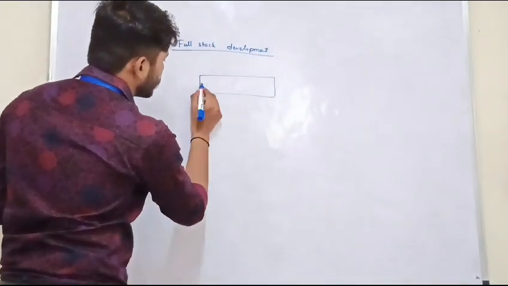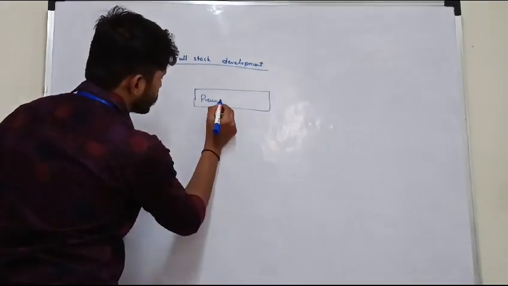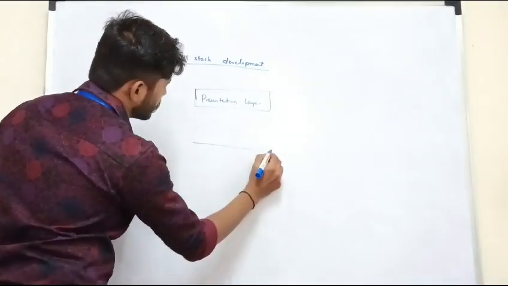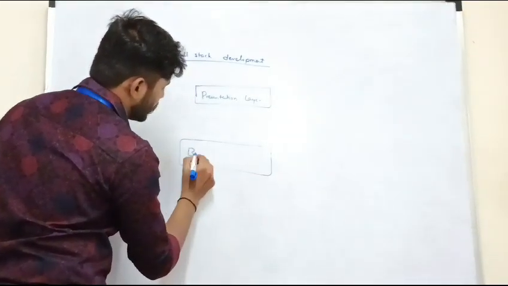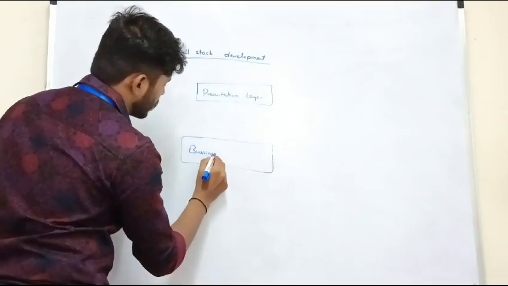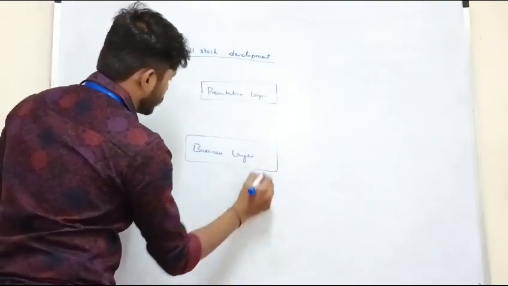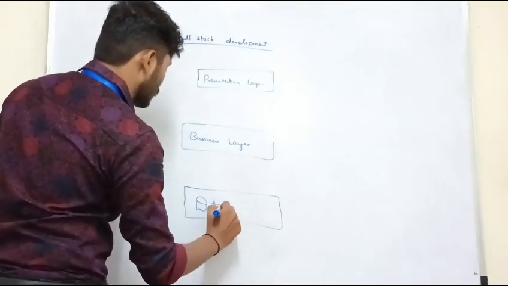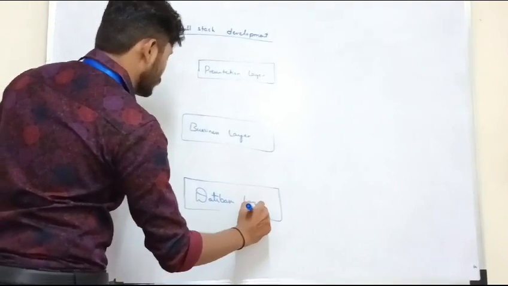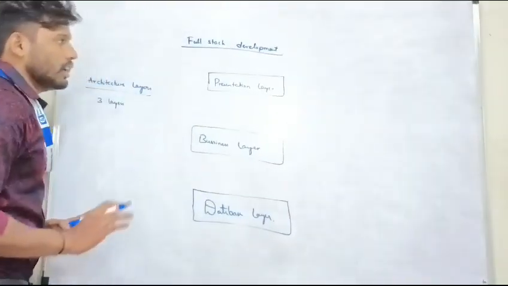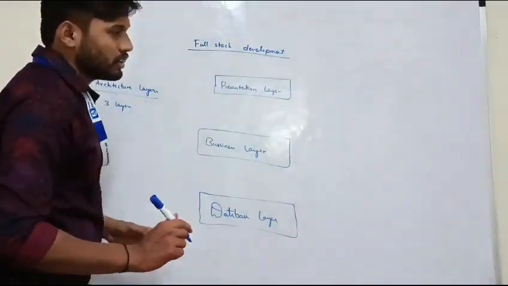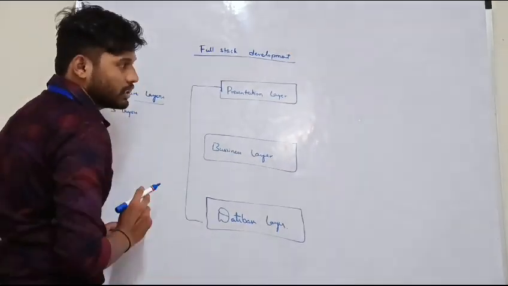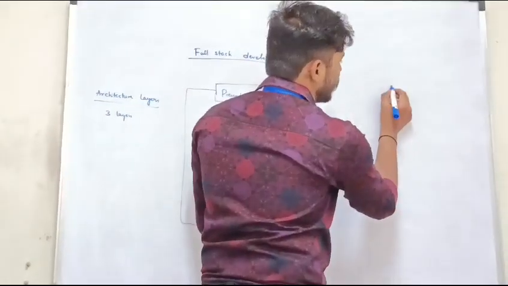The first layer is the presentation layer, the second layer is the business layer, and the third layer is the database layer. Coming to the three layers, mainly our connection is between the presentation layer and the database layer. How will it be? Check the example.